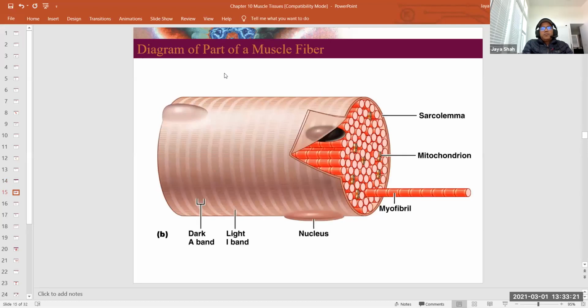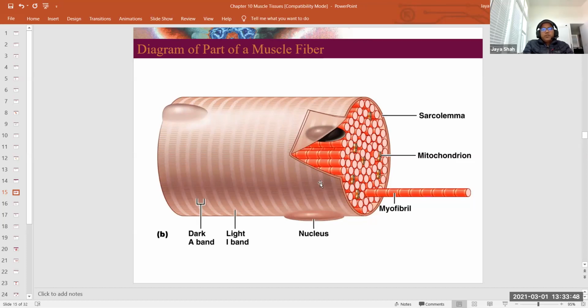This is a diagram of part of a muscle fiber, and you can see the section. Sarcolemma, mitochondria, several mitochondria, nuclei, you see, 3 nuclei.